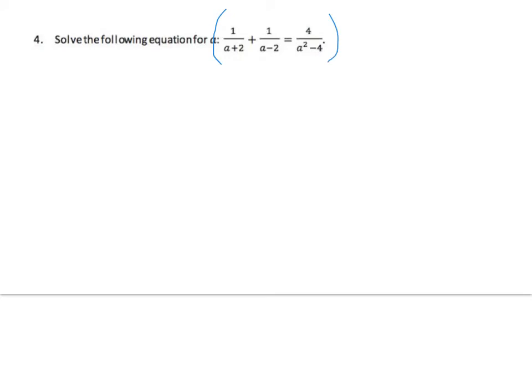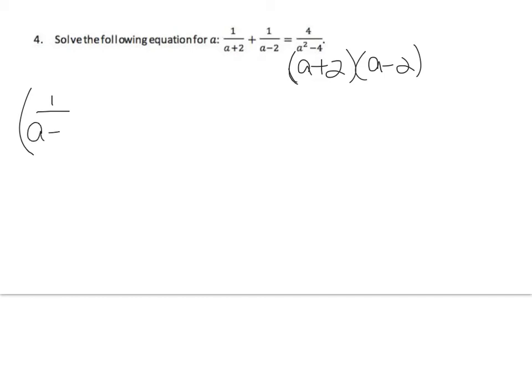To find our common denominator, we need to factor everything so we know what our denominators look like. So let's try that. A plus 2 is good, a minus 2 is good. This last one needs a plus 2, oops, a minus 2. So I need everything to be over an a plus 2 and an a minus 2. So let's rewrite everything again because I'm already out of space.